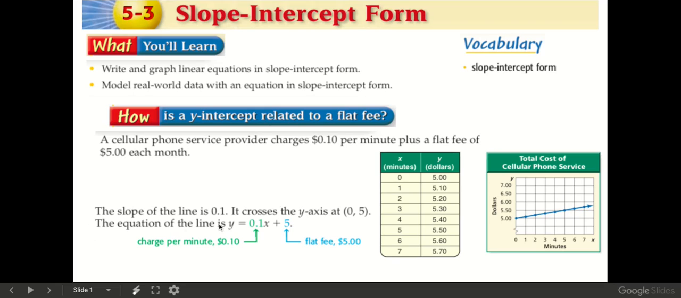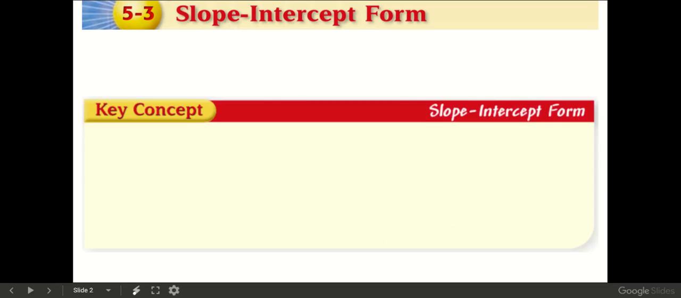So the equation of this line would actually be y equals 0.1x plus 5, where again, 0.1 is the 10 cents per minute charge, and the 5 is the flat fee of $5. So we're going to get into this a little bit more.